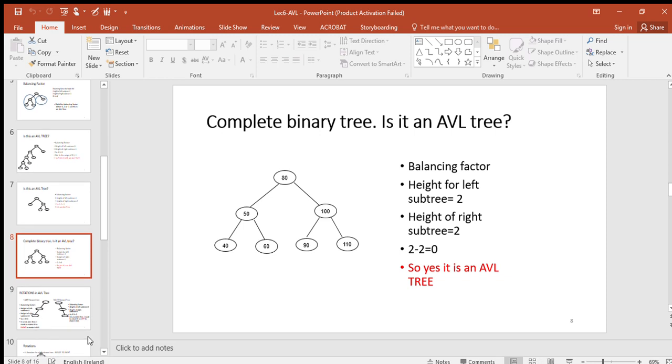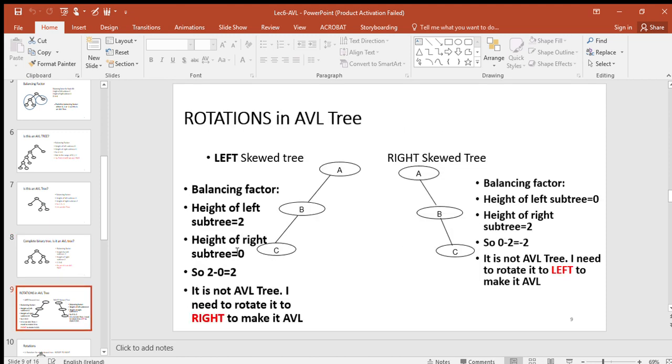Now there are 4 rotations in AVL, which are LL, RR, LR, and RL. We will cover those in the next class.